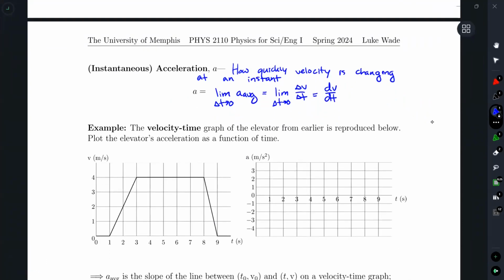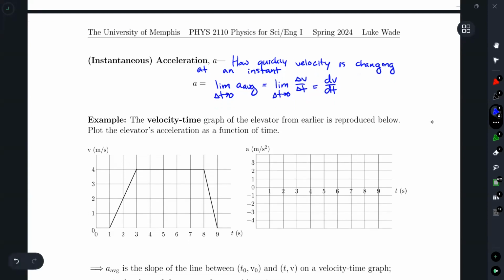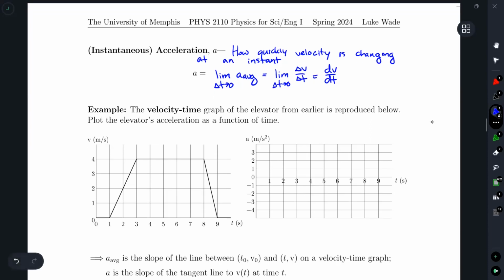Okay, so here is our velocity time graph from before, and we want to make an acceleration time graph. This works exactly how you think it does. Your velocity time graph takes the role of your position time graph, acceleration time takes the role of your velocity time graph, meaning find slopes on the velocity time graph, and that will tell you your accelerations. So where's my acceleration 0? From 3 to 8 seconds. 3 to 8 seconds. Yeah.